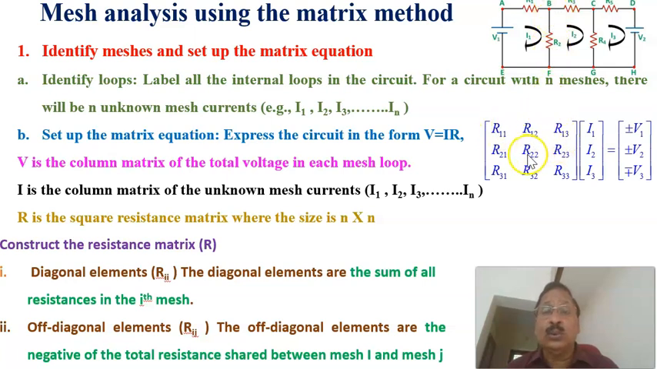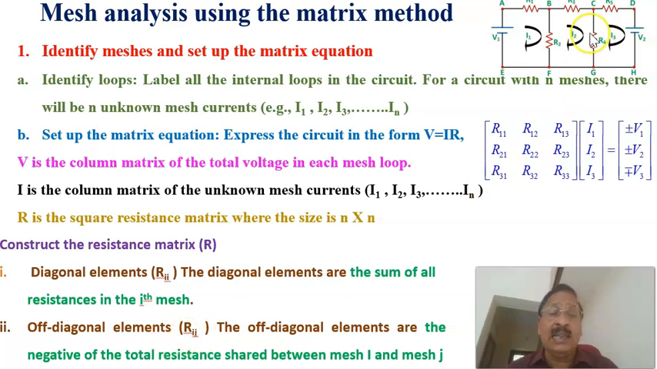Similarly, R22 is the sum of all the resistances in the second mesh, that is R2 plus R3 plus R4. Then R33, the diagonal element, is equal to the sum of all the resistances in the third loop, which is R4 plus R5. Like that, we can identify the diagonal elements R11, R22, R33. So the diagonal elements are the sum of all the resistances in the ith mesh.